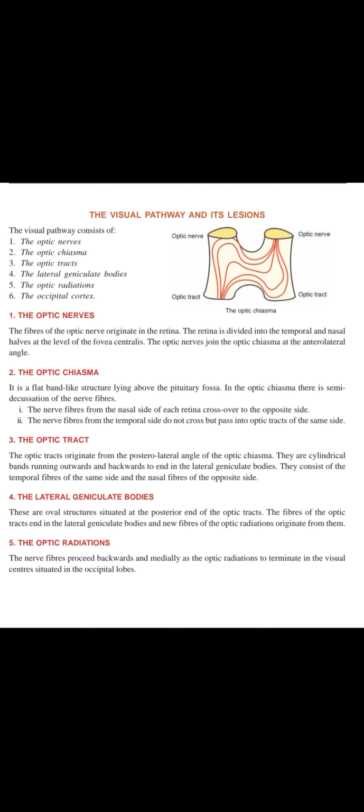Number 1, the optic nerves. The fibers of the optic nerve originate in the retina. The retina is divided into temporal and nasal halves at the level of the fovea centralis. The optic nerves join the optic chiasma at the anterolateral angle.